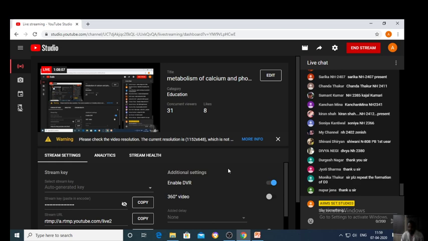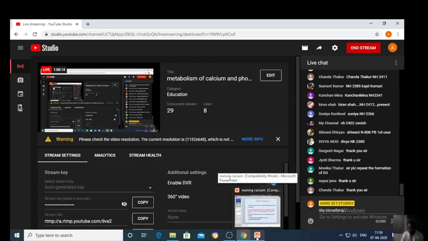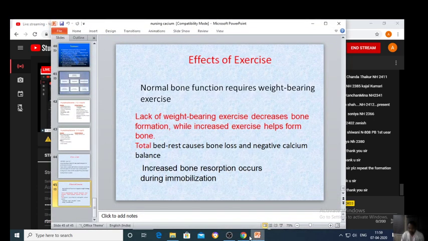Someone has asked me to repeat the formation of vitamin D3. So I'll repeat that. In the skin we have cholesterol, right? In the skin, the cholesterol is in the form of 7-dehydrocholesterol. Now when UV light falls on this dehydrocholesterol in the skin, it will form vitamin D.